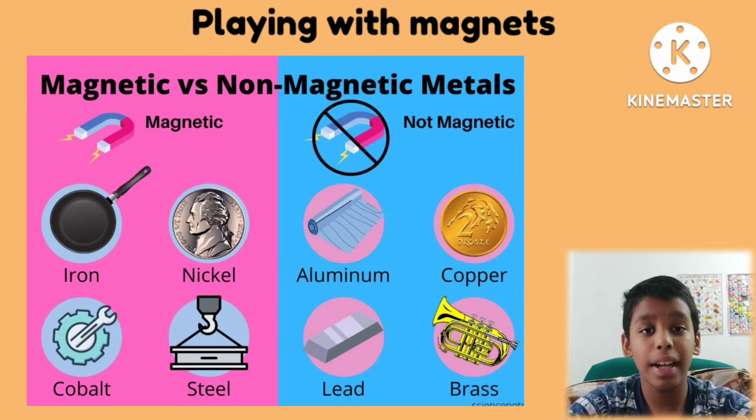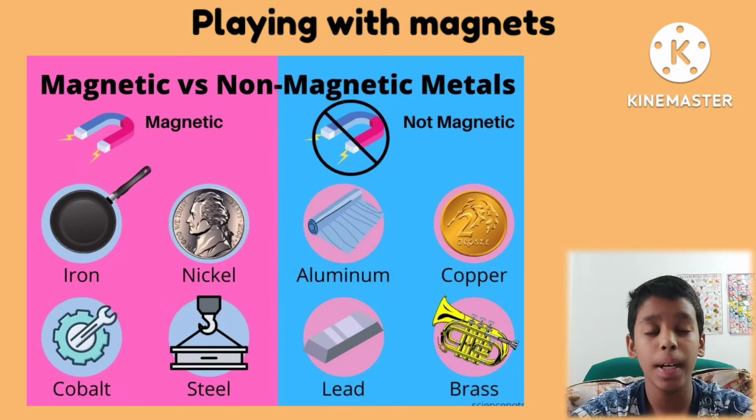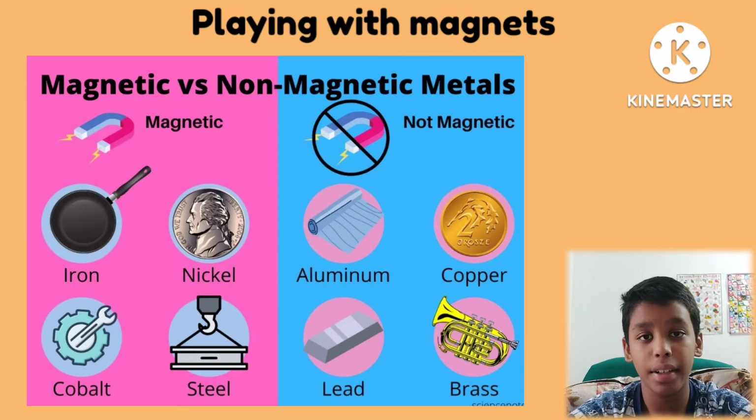Examples of magnetic materials are iron, cobalt, and nickel. Examples of non-magnetic materials are wood, paper, aluminium, copper, etc.